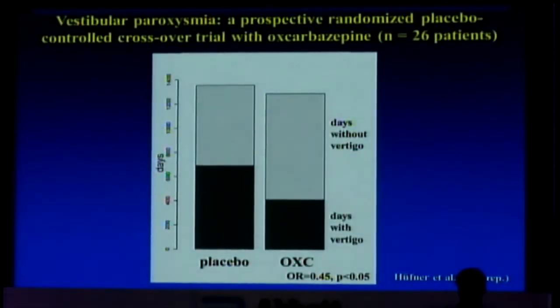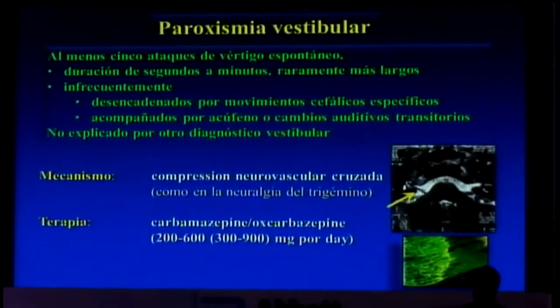We just finalized this placebo-controlled trial. The problem was we used oxcarbazepine. The dropout rate was 60%, so it's not a good trial, but this may happen. Anyway, despite a high dropout rate, we found a significant effect in the days without vertigo, placebo versus oxcarbazepine, but we plan another trial.